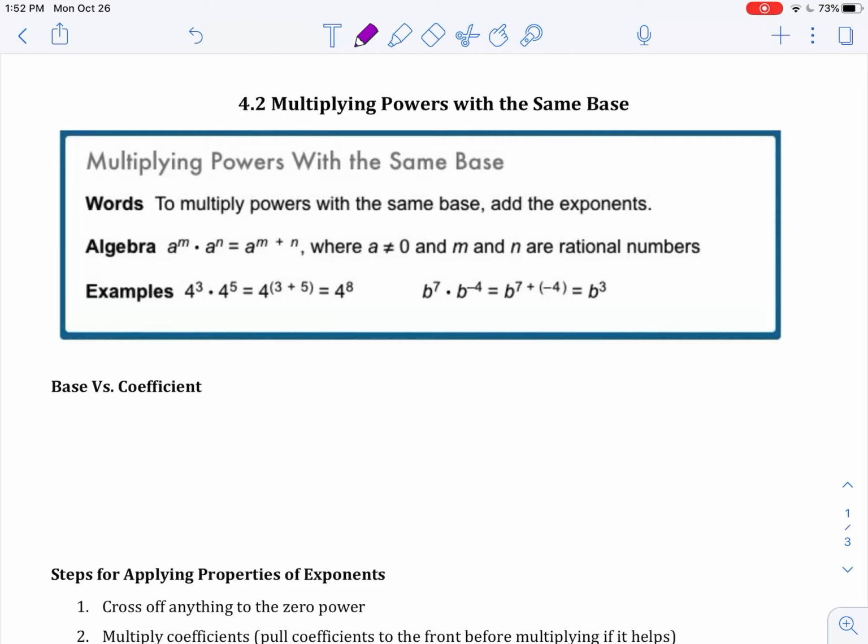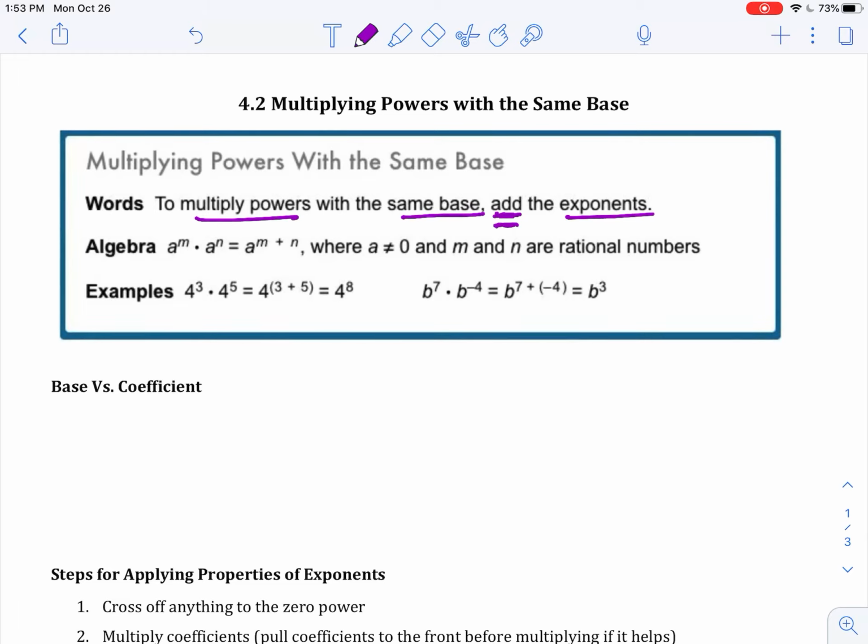In 4.2, we're going to learn what to do when we multiply powers that have the same base. So if you look in the blue box, it says if you multiply powers with the same base, we add the exponents. And so in algebra, that looks like if you had a to the mth power times a to the n power, that would be the same as a to the m plus n. And examples down below show you what that would mean if we had numbers plugged in.